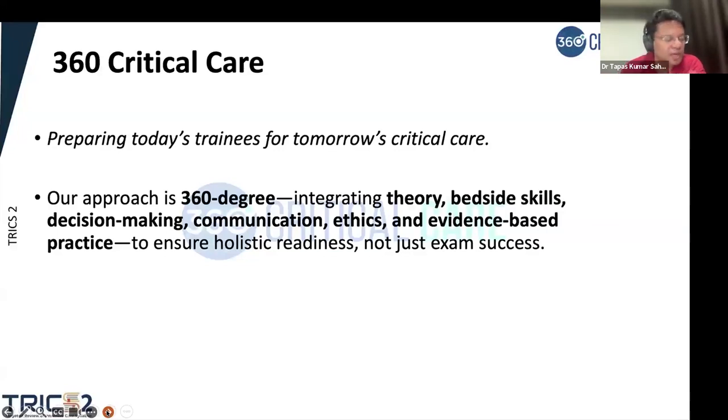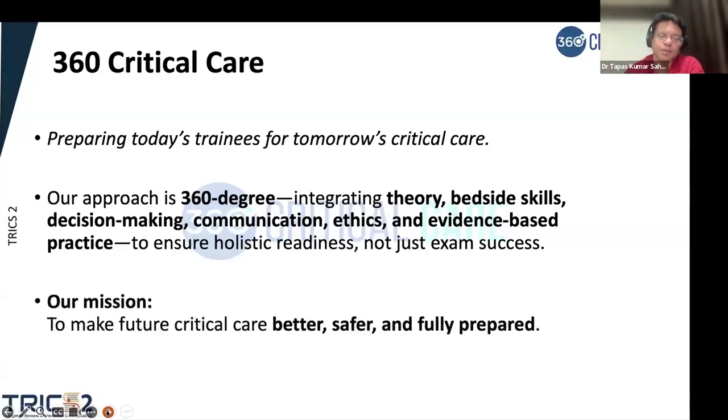So we do not believe in only exams, but yes, exam is one of the most important things before we enter into the difficult job descriptions. Now our mission is to make the future critical care better, safer, and fully prepared.